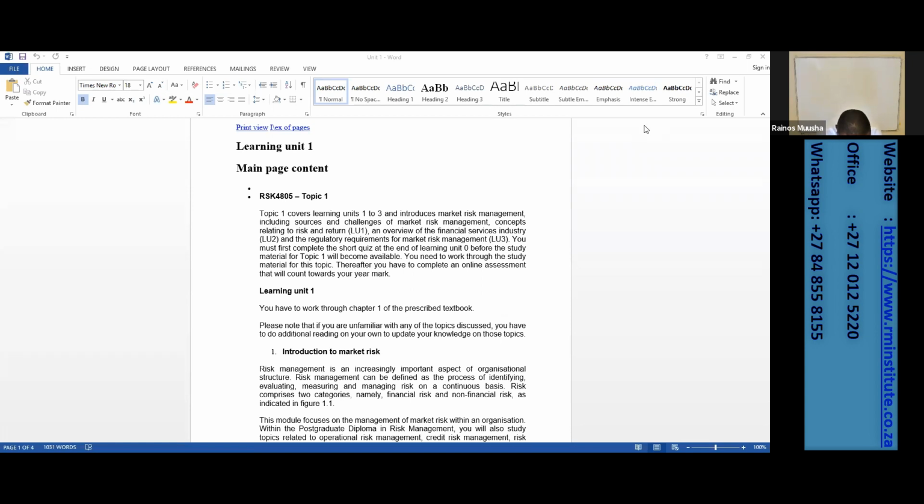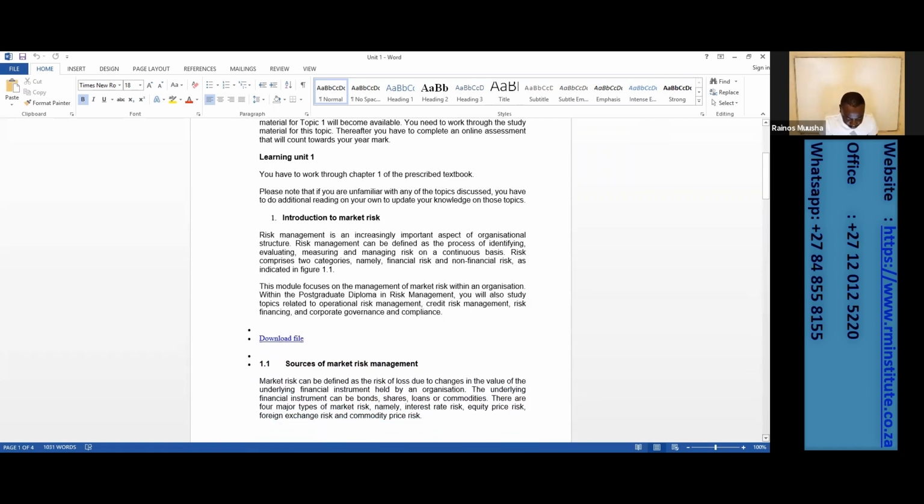You must first complete the short quiz at the end of learning unit 0 before the study material for topic 1 will become available. You need to work through the study material for this topic. Therefore, you have to complete the online assessment that will count towards your year mark. So this is basically the different assignments as well. Under learning unit 1, you have to work through chapter 1 of the prescribed textbook. Please note that if you are unfamiliar with any of the topics discussed, you have to do additional reading on your own to update your knowledge on the topics discussed in learning unit 1 as well.